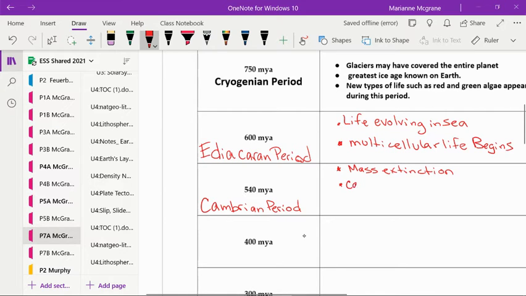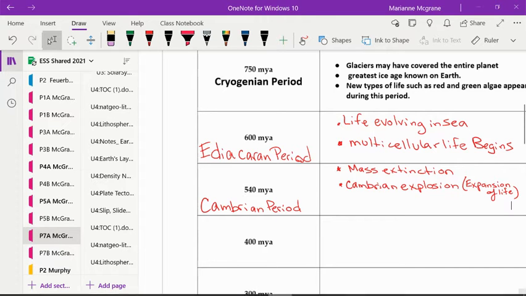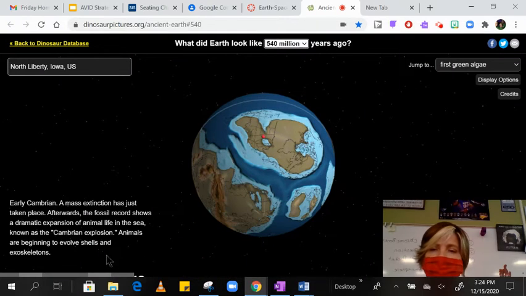There was what's called the Cambrian, was it expansion or explosion? I think explosion. This was an expansion of life. So it seems like we're going to see a pattern evolve where every time there's an extinction, there then becomes this massive opportunity for life to fill that gap. All right, let's see what else happened that might be important during that time period.